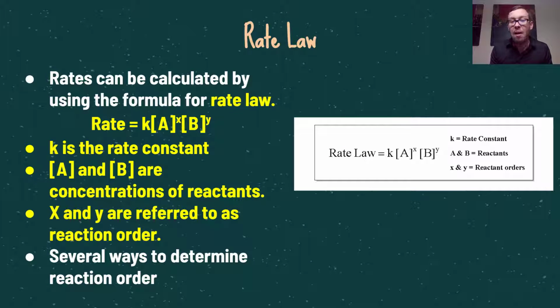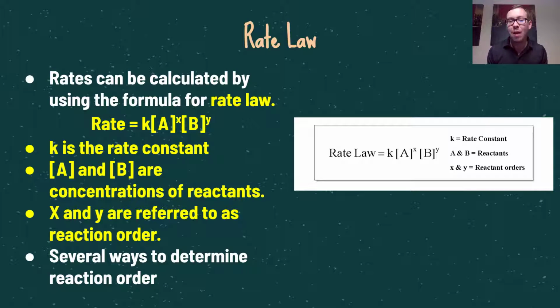So how can we determine how fast a reaction takes place? What we are going to look at is what is known as rate law. Rates can be calculated by utilizing the basic form of the rate law, where rate equals K, which is a rate constant based on the reaction you are looking at, multiplied by the concentration of A to the power of X, multiplied by the concentration of B to the power of Y.